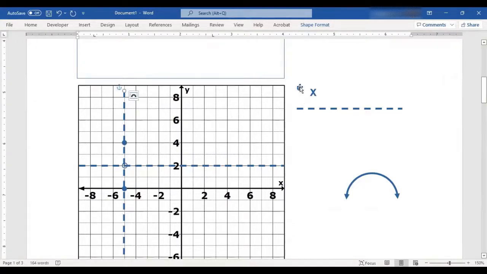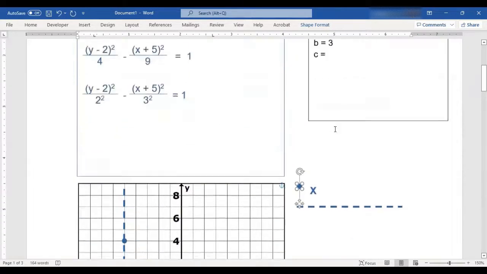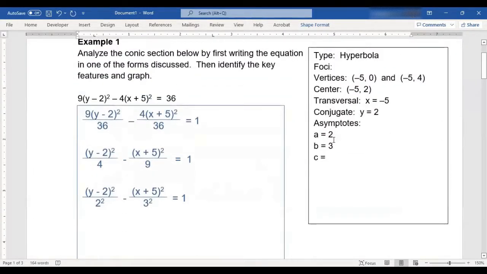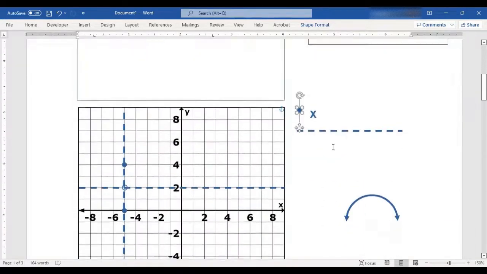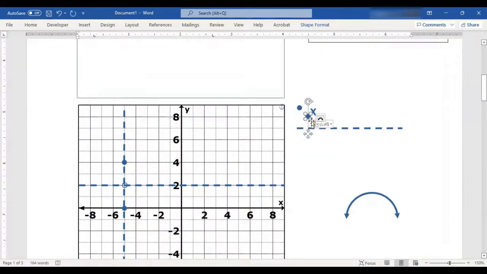So let's go ahead and graph the asymptotes. A was the rise of 2, and B is going to be a run of 3. So from the center, we go up 2 and then over 1, 2, 3.